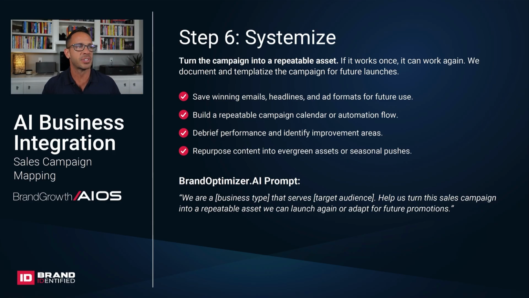And then finally, step number 6 here, and that is systemize. Turn the campaign into a repeatable asset. If it works once, it can work again. We document and templatize the campaign for all of your future launches. So save your winning emails, headlines, and ad formats for future use. Build a repeatable campaign calendar or automation flow. Debrief performance and identify improvement areas, and repurpose content into evergreen assets or seasonal pushes. And then finally, I've given you another BrandOptimizer.ai prompt to help you out here in step number 6.